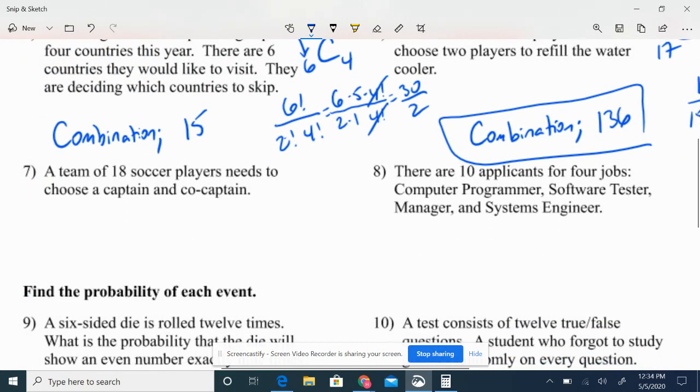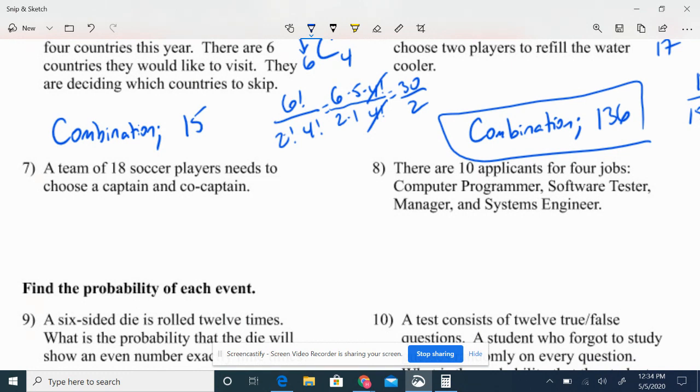Now let's take a look at number 7. A team of 18 soccer players needs to choose a captain and a co-captain. Now there's an order, right? I need to choose for two different positions. It doesn't matter if I choose the captain first and then the co-captain or vice versa. The thing is, I'm choosing players for two different positions. So in this case, it has to be permutation.